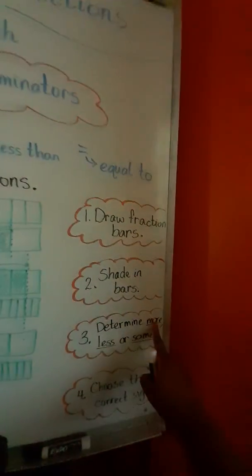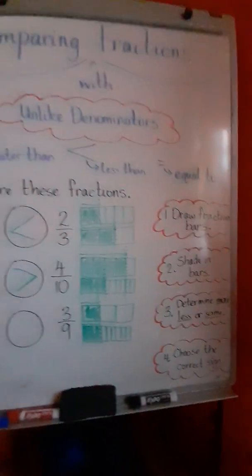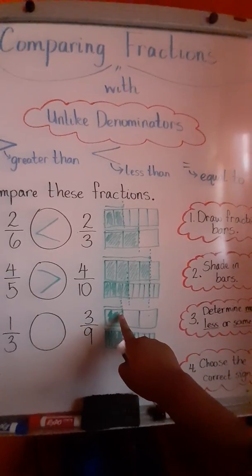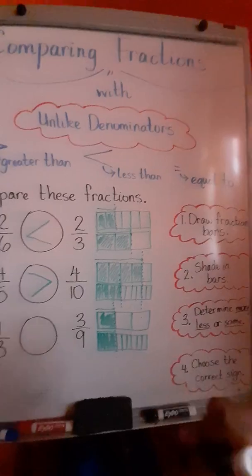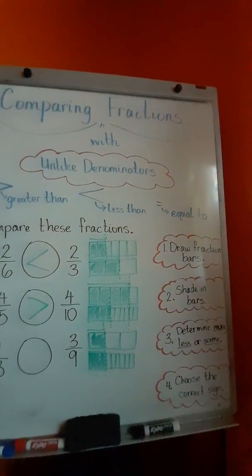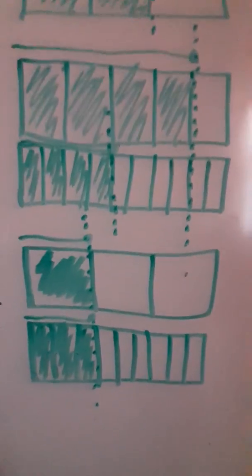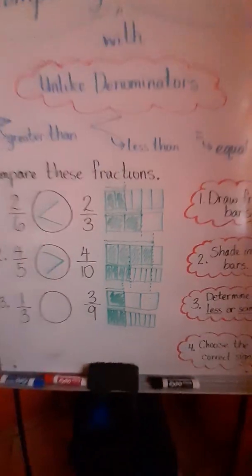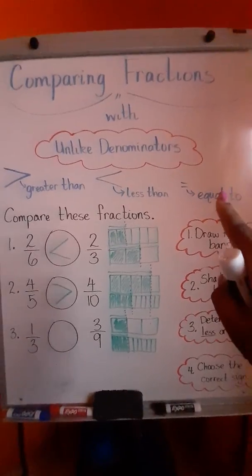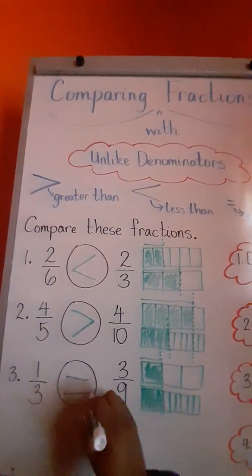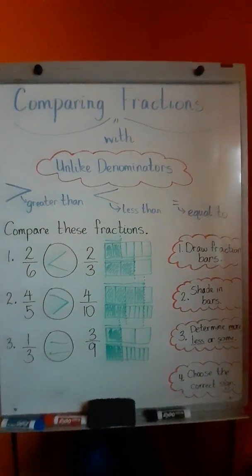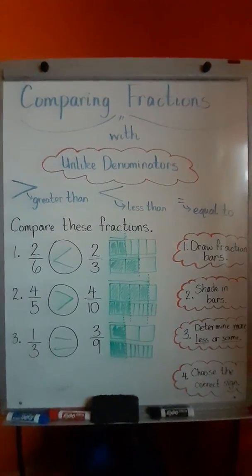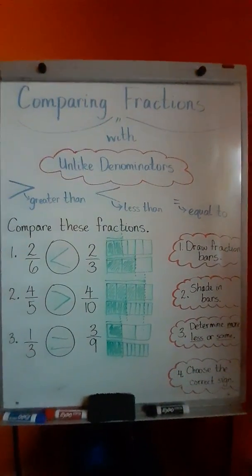We now have to determine more, less, or same. Is 1 over 3 greater than, less than, or equal to 3 over 9? They look the same to me. Let's look closer. Yeah, it is equal to. Always use the fraction bars when your denominator is different. I promise you it will make it as easy as eating a chocolate cake.